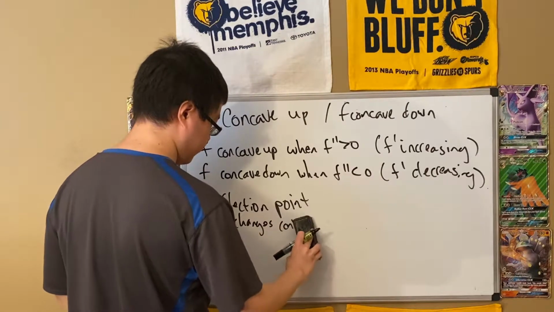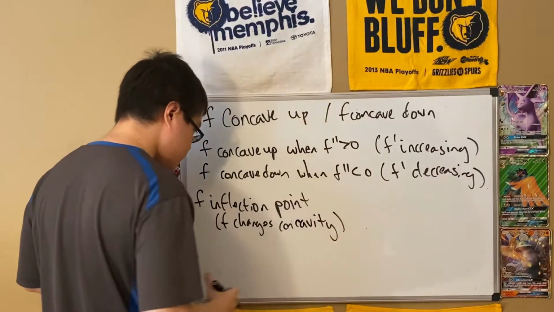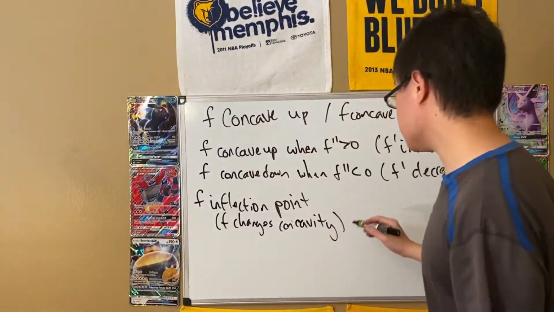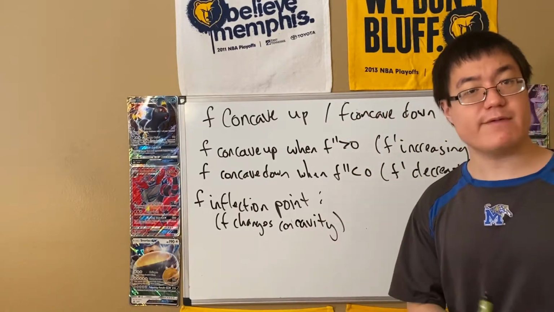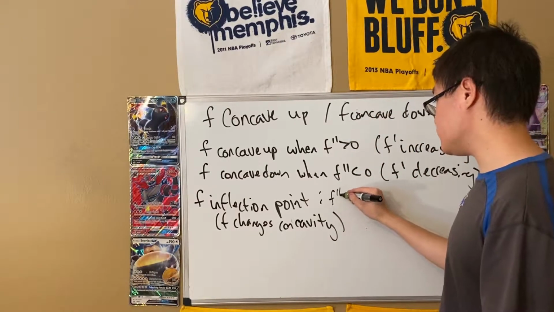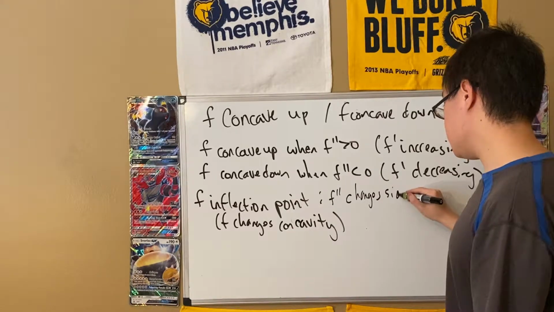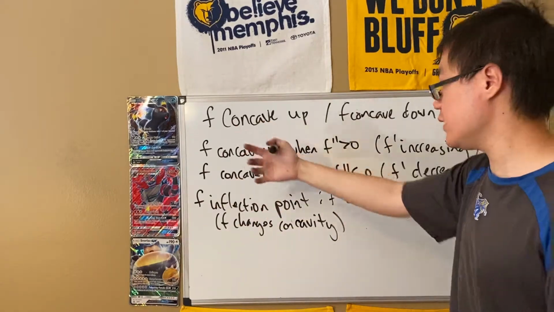Concavity. Even if that's the lesson for the video, there are going to be implications for each function. So it's when f changes concavity. The one we're going to be using most often is going to be something that involves f double prime. It's when f double prime changes signs, meaning that it goes from concave up to concave down, or concave down to concave up.